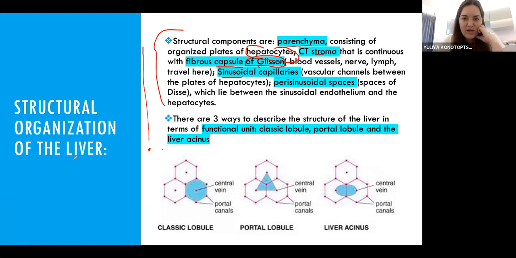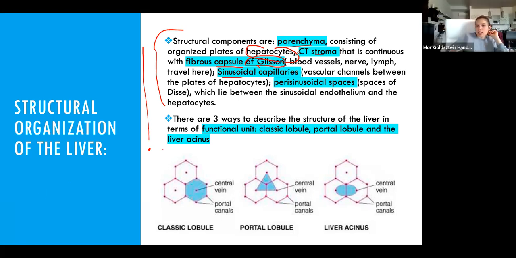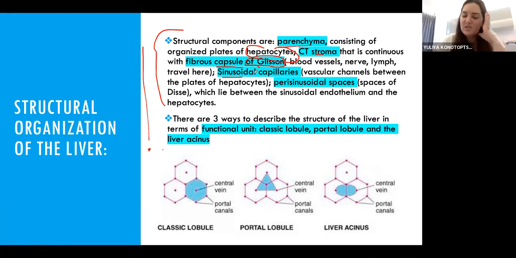Sinusoids, you remember which kind of capillary these are? Discontinuous. So liver, bone marrow, and spleen are the areas where your capillaries are discontinuous, so you can filter better, right? So the sinusoids are going to be here. And outside of your sinusoids, you have perisinusoidal spaces. These spaces are called spaces of Disse. We'll talk about them in a sec as well.